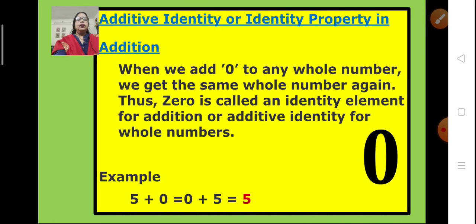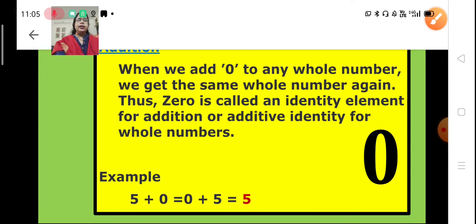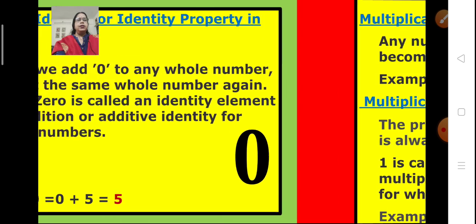Now, what is the additive identity, or identity property in addition? When we add 0 to any whole number, we get the same whole number again. Like here we have the example 5 plus 0, it becomes 5, or 0 plus 5, it becomes 5. So when 0 is added to any whole number, the number remains the same. So we get the whole number again. So 0 is known as the additive identity for whole numbers, or the identity element for addition.